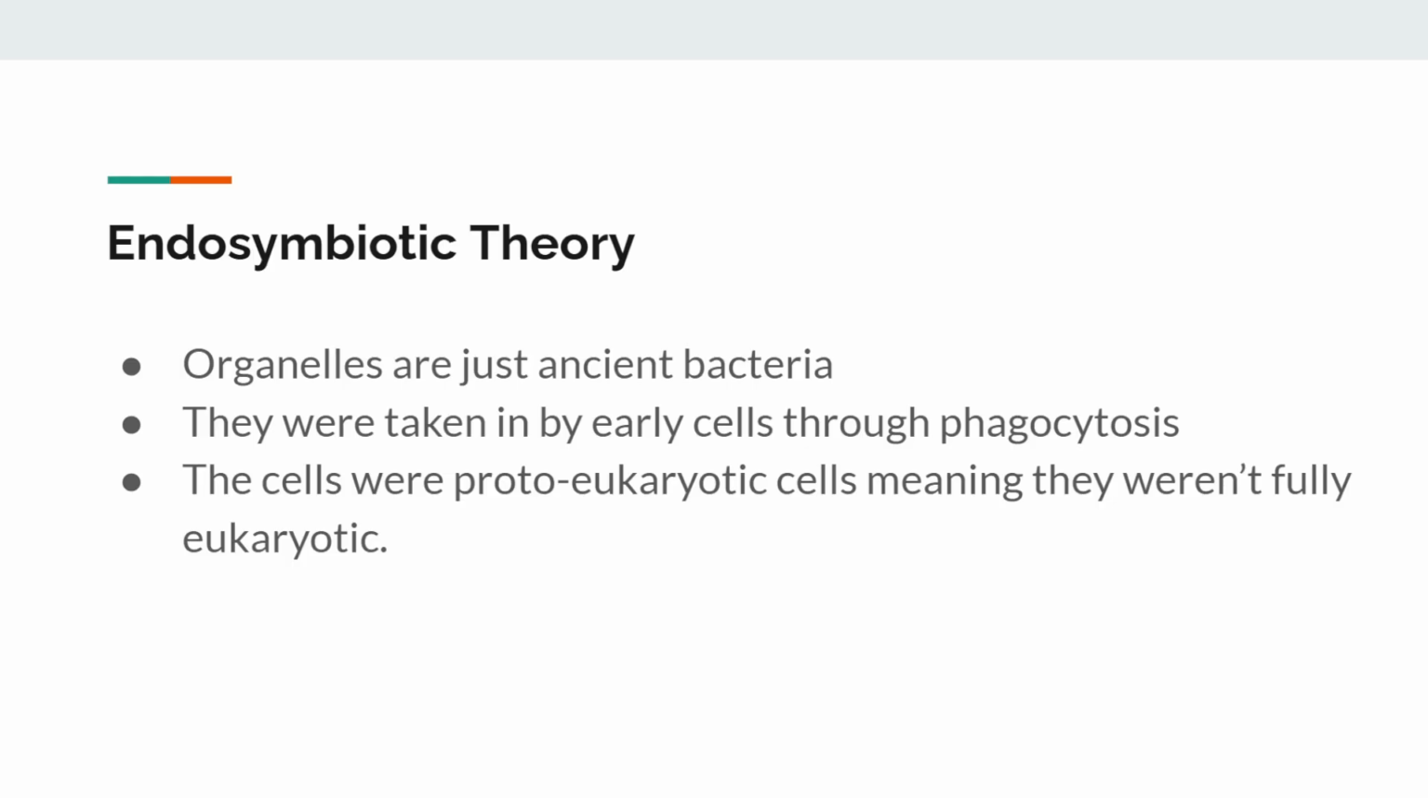So this is the endosymbiotic theory. I believe this is what many scientists believe now. Organelles are just ancient bacteria. And remember, bacteria are just single-celled organisms. They were taken in by early cells through phagocytosis, so cells would just come in and eat them up. The cells that ate them were proto-eukaryotic, which means they weren't fully eukaryotic, obviously, because they don't have the membrane-bound organelles. But they just ate the organelles, and now the organelles are part of our system, and they divided and such. So that's all you'll need to know for chapter 4.